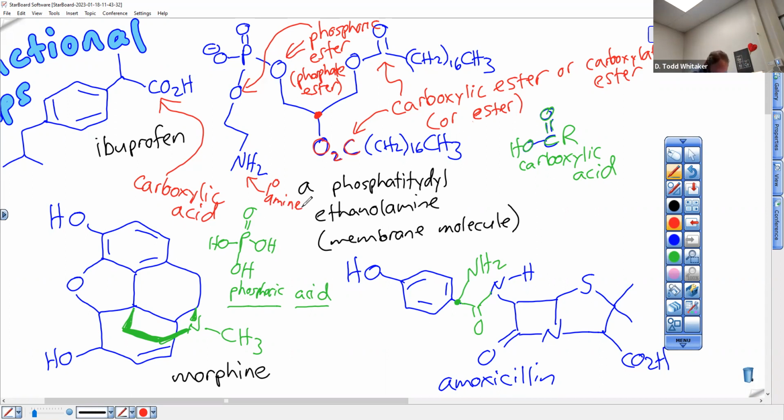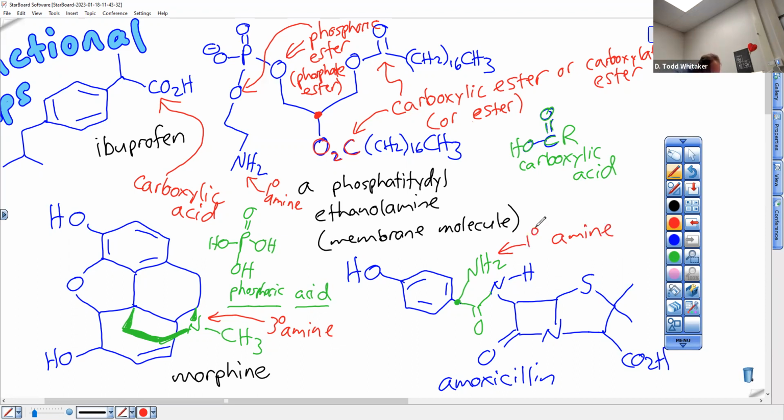Since we're on amines, what kind of amine is this one? Down there, bottom left. Tertiary amine. What kind of amine is this one? That is not attached to a carbonyl. I know there's a carbonyl real close, but it has to be attached to a carbonyl to be an amide. So it's not an amide, it is the amine. Is it primary, secondary, or tertiary? Primary.